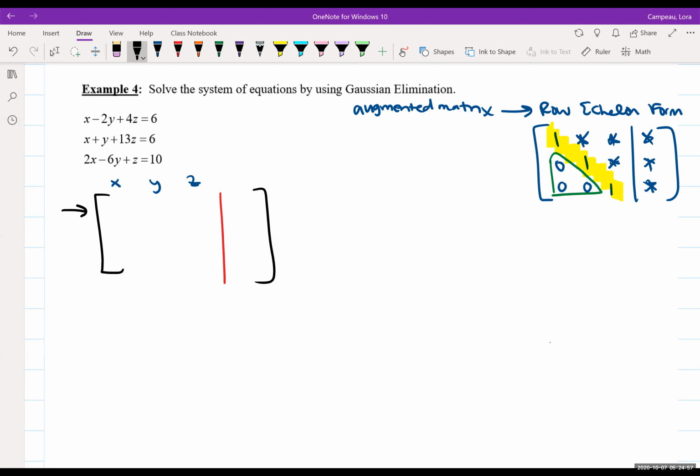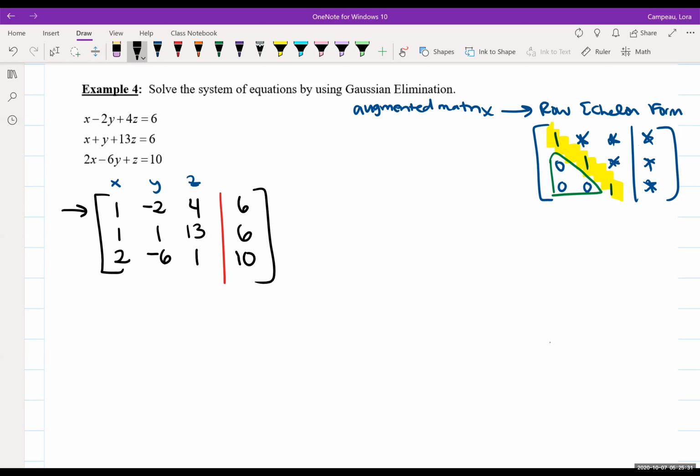So let's look at the first row. We have a 1x, a -2y, a 4z, and a 6 as a constant. Second row, our second equation, we have a 1x, a 1y, a 13z, and a 6 as a constant as well. And third row, we have 2x minus 6y plus 1z and 10 as a constant.